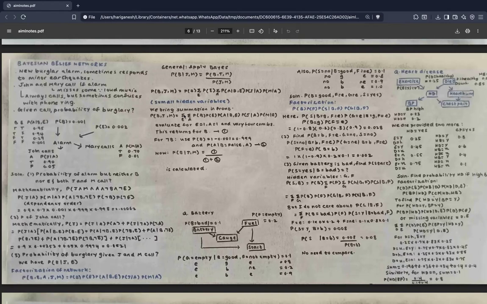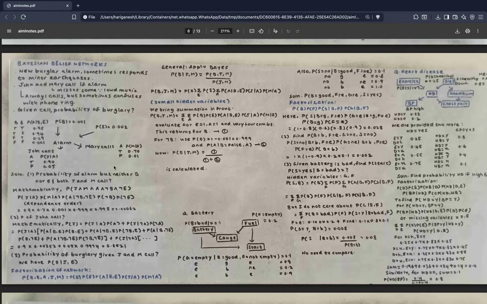So the first thing we try to find is, given the call arrives to you, what is the probability of burglary? And we have a bunch of probability tables given here. So the first is P of B is 0.001, P of E is 0.002. So these are basic probabilities that we have. This is the probability of a burglary happening, 0.001, probability of an earthquake happening, 0.002.